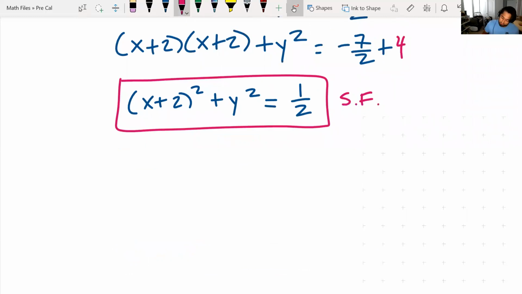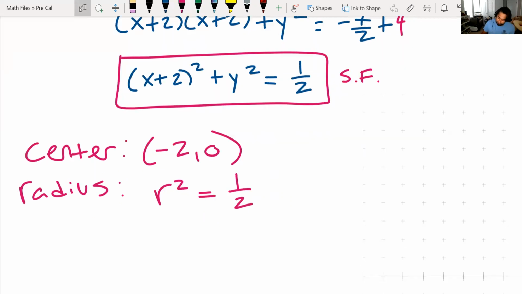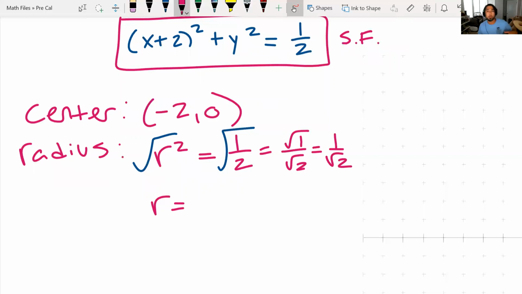Okay. Which again, center, negative 2, 0. Radius, that's going to take some work because r squared is 1/2. So what's r going to be? You would have to square root both sides, and you would get r equals the square root of 1 over the square root of 2, or 1 over the square root of 2, but we want to rationalize, so this becomes the radius of square root 2 over 2.